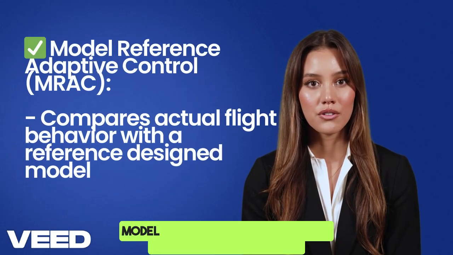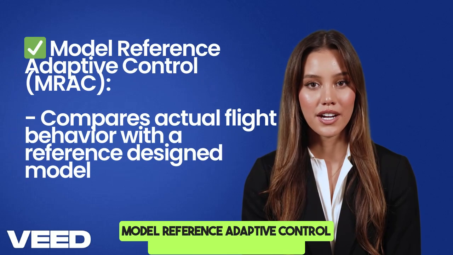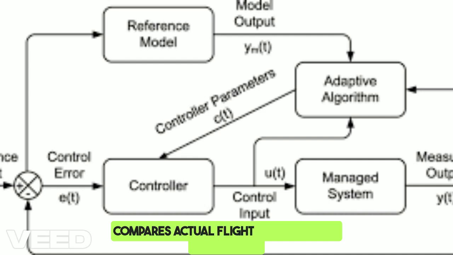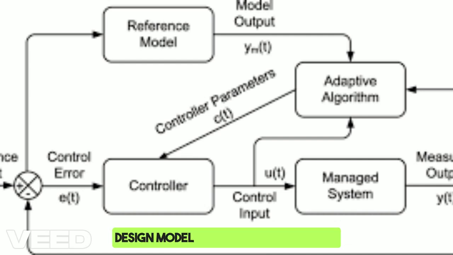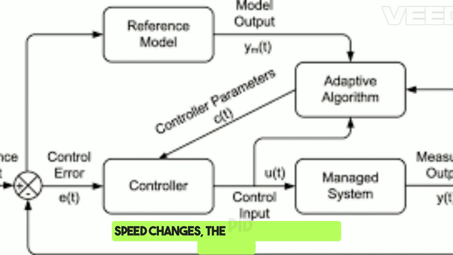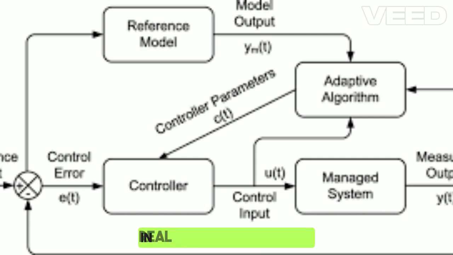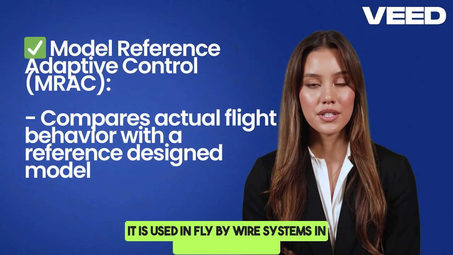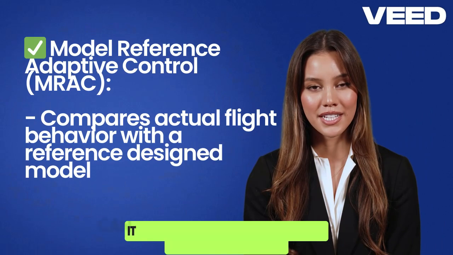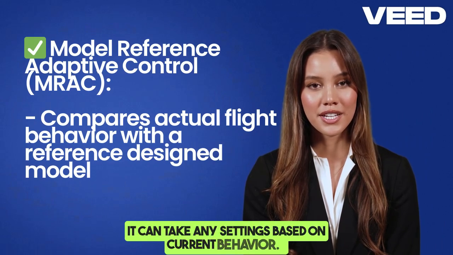2. Model Reference Adaptive Control, MRAC. The system continuously compares actual flight behavior with a reference design model and fine-tunes PID gains to match the desired performance. If differences occur due to altitude or speed changes, the PID parameters are adjusted in real time to reduce error. It is used in fly-by-wire systems in modern aircraft. See, this is not a fixed format. It can take any settings based on current behavior.